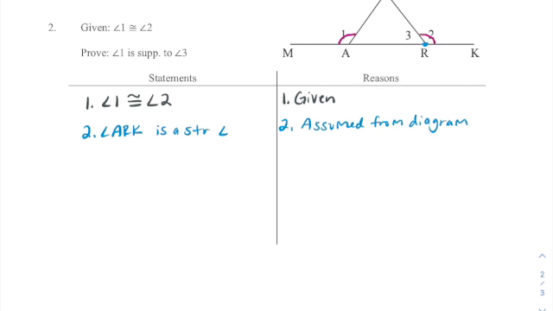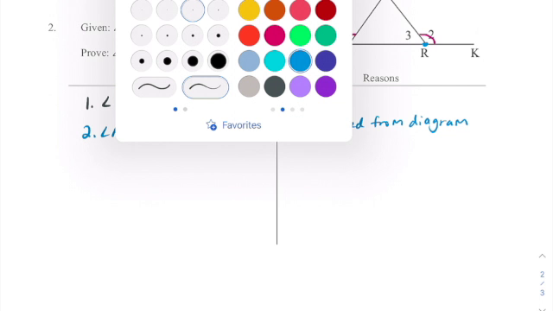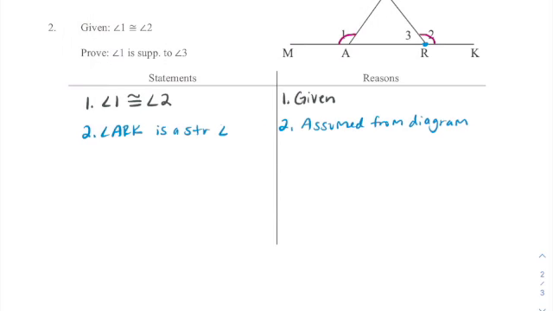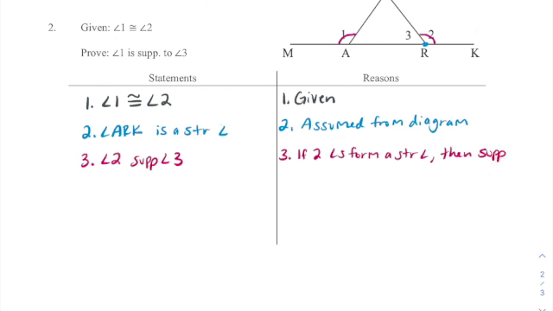And now that we've said it's straight, we can then say that these angles are supplementary. So angle 2 is supplementary to angle 3. Think about why we know this. Looking at the diagram, they are adjacent to each other. They together, next to each other, form a line. So this should be if two angles form a straight angle, then they're supplementary.